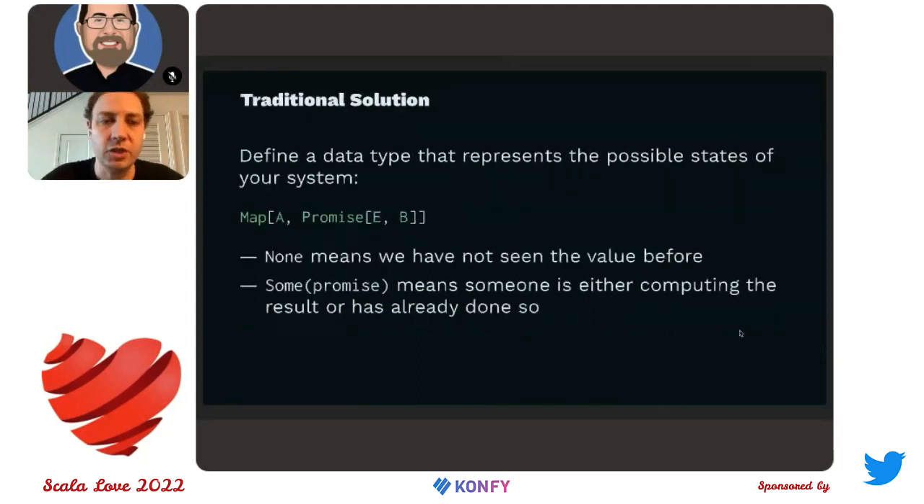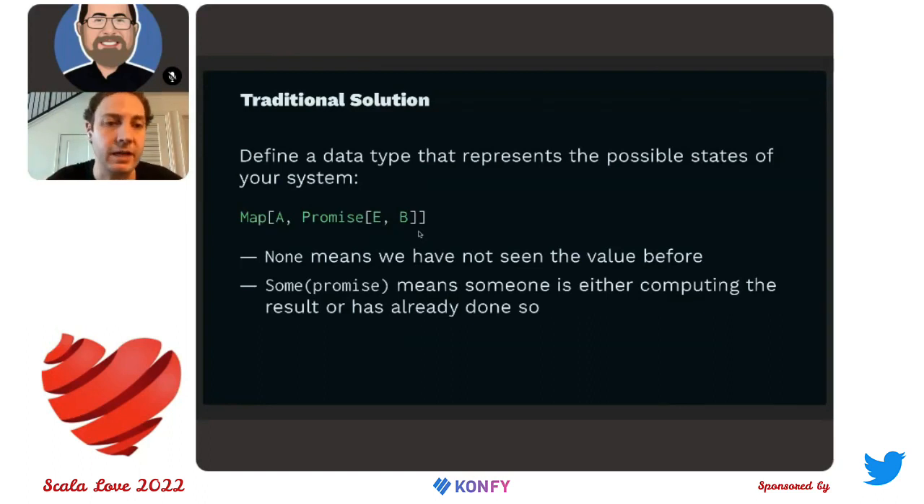And so the traditional solution to a problem like this would say, well, we should start out by defining some data type that's going to represent all the possible states that are relevant to our system. And so I think here we could convince ourselves pretty easily that this map from A to Promise[E, B] is sufficient to represent all the states of our system.